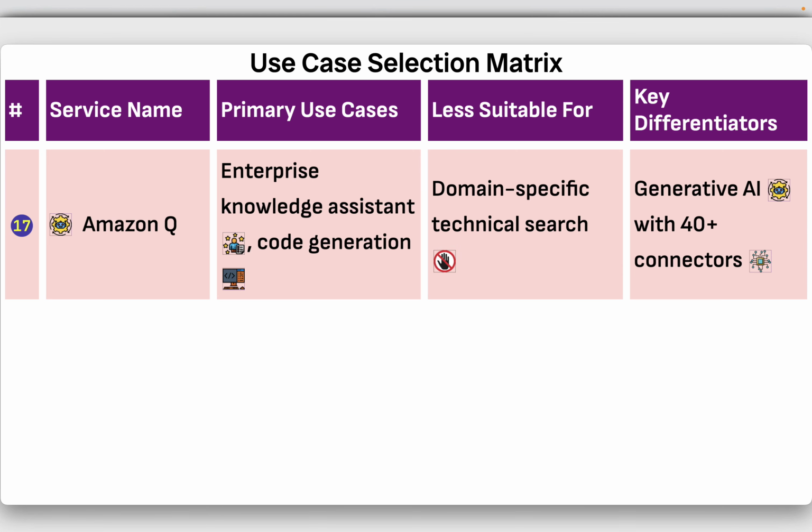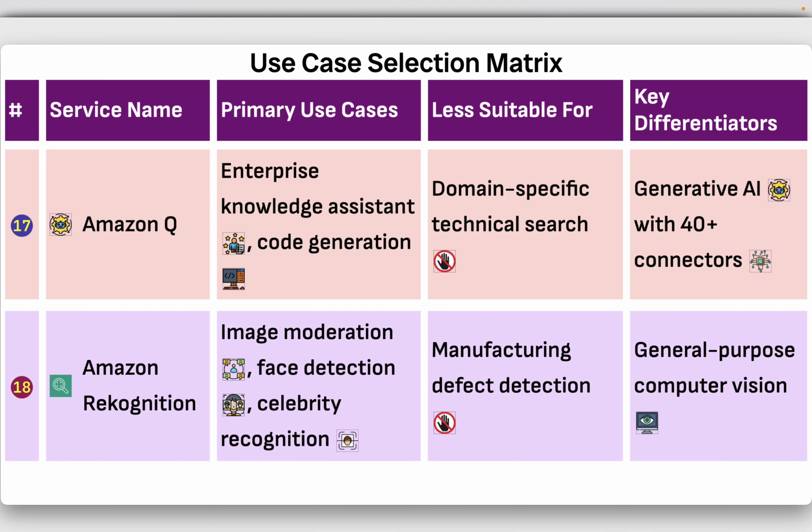Next service is Amazon Q. Primary use cases are enterprise knowledge assistant and code generation. It is less suitable for domain-specific technical search. Key differentiators are generative AI with 40 plus connectors. Next service is Amazon Rekognition. Primary use cases are image moderation, face detection, and celebrity recognition. It is less suitable for manufacturing defect detection. Key differentiators are general purpose computer vision.